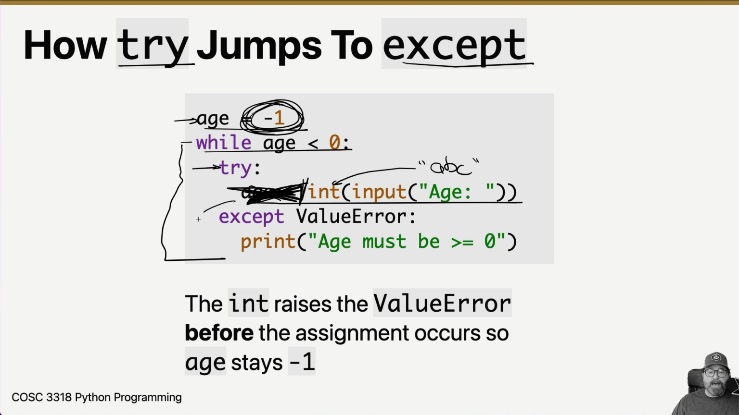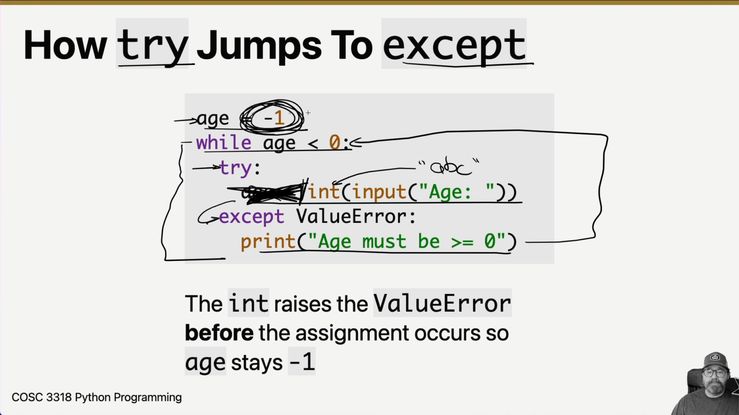So it's going to jump out here to this value error exception. It's going to print out age must be greater than or equal to 0. And then it's going to go back up here to the while loop. And because age wasn't updated, age is still -1. So age is still less than 0.